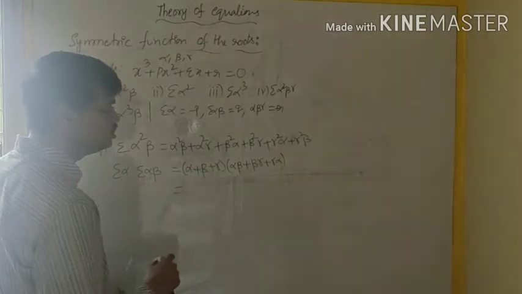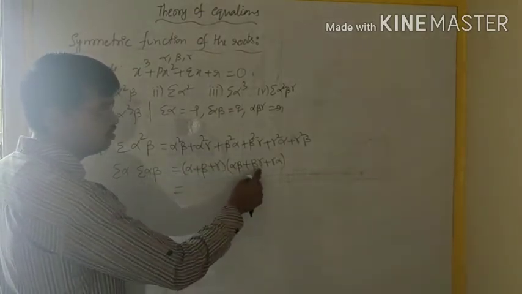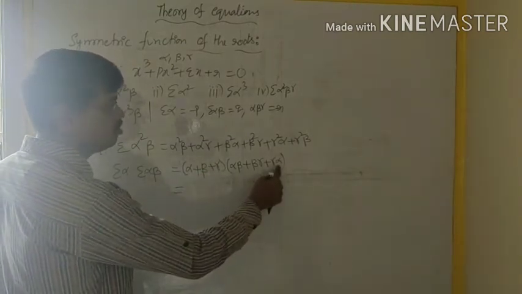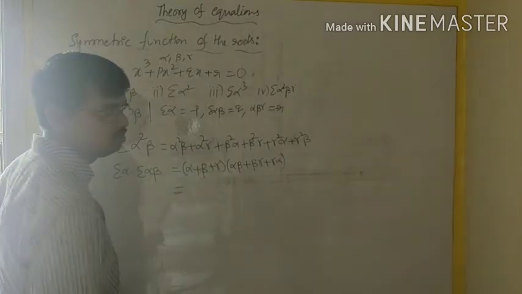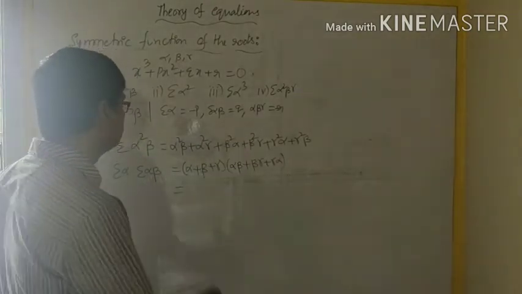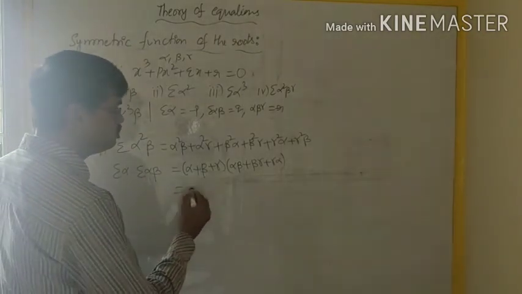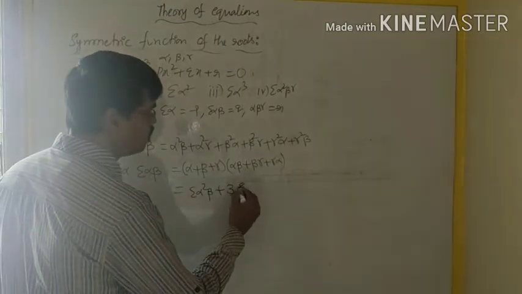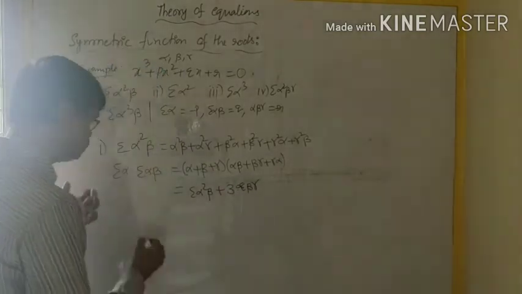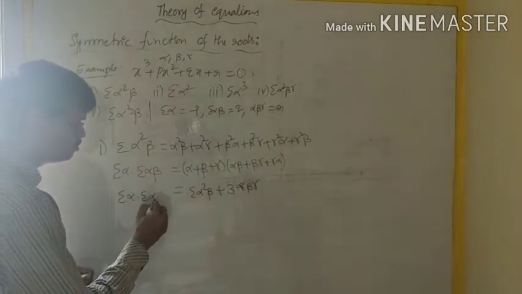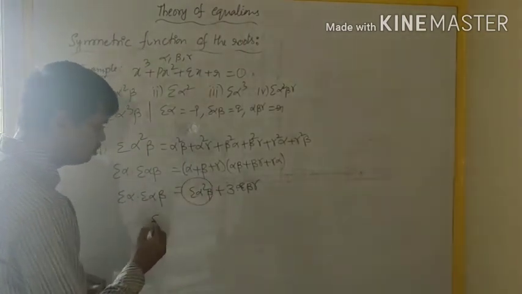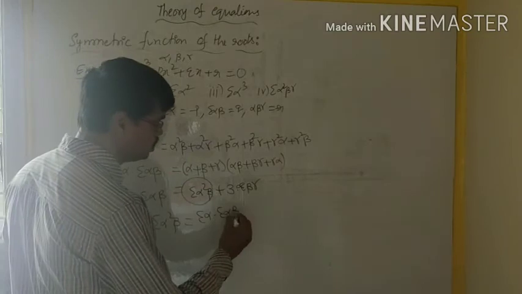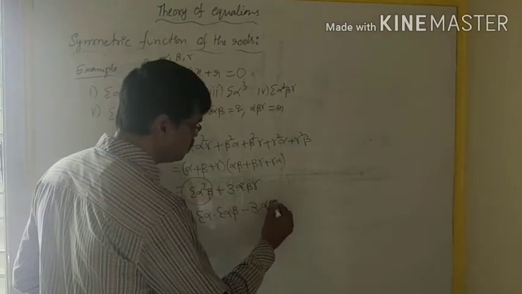Other than that, which terms will you get extra? Alpha into beta gamma, alpha beta gamma. Next beta into gamma alpha, that is alpha beta gamma, and gamma into alpha beta. 3 terms extra you will get. The remaining 6 terms are sigma alpha square beta, plus 3 times alpha beta gamma, which equals sigma alpha into sigma alpha beta. So sigma alpha square beta equals sigma alpha into sigma alpha beta minus 3 into alpha beta gamma.